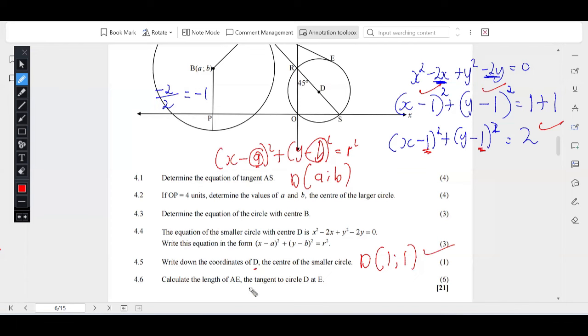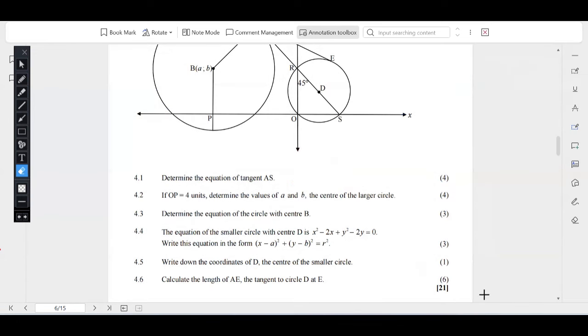Then calculate the length of AE, the tangent to circle D at E. So the length of AE. How many marks? 6 marks. Again, we have to roll up our sleeves here.